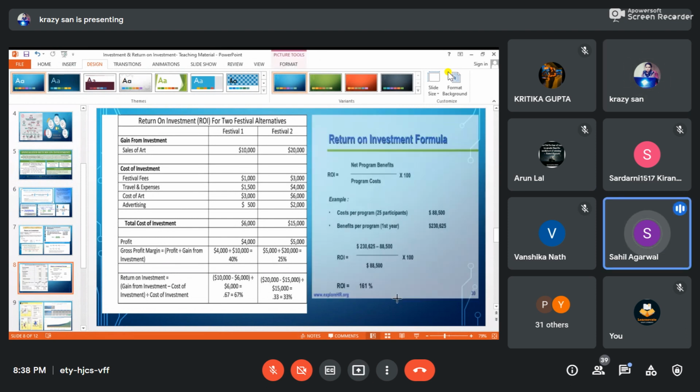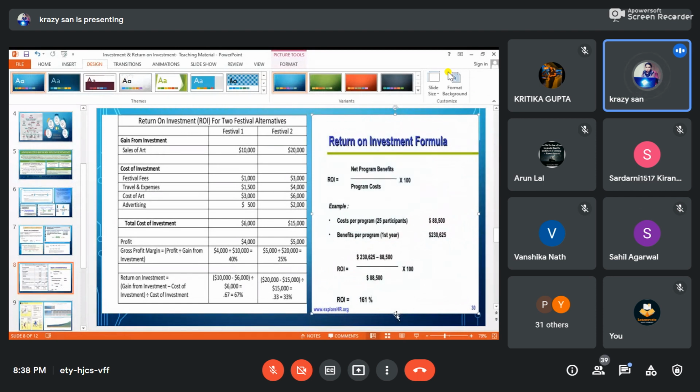Cleared? Yes. Now see the return on investment formula, in a way of benefits. If you are in another sector, like you organized a program and then you are calculating the ROI, the ROI formula over here will be net program benefit by program cost, right? So cost per program. There were 25 participants, and that was the benefit for the program for 1 year. So you run a complete program for 1 year with the 25 participants. So what became the formula? Obviously, benefits minus cost divided by cost multiplied by 100. How much was the ROI? Return on investment was 161%. Are you getting it? It's just that you have to understand the formula applicable.